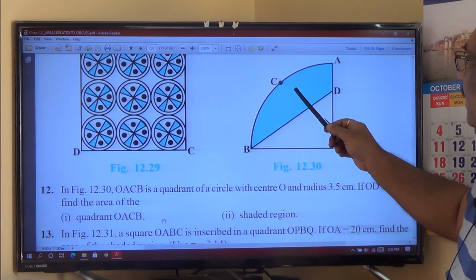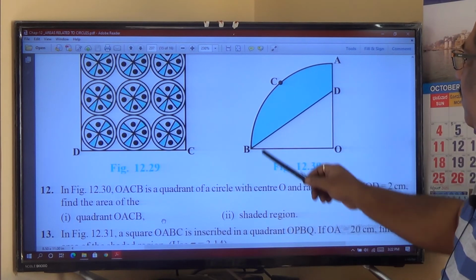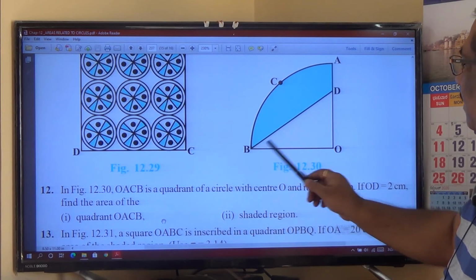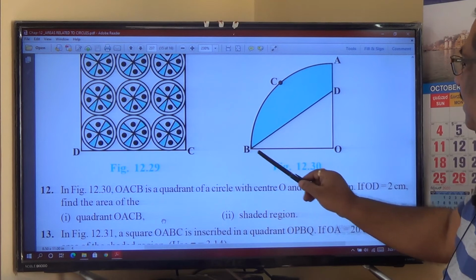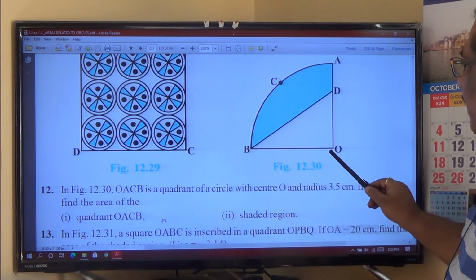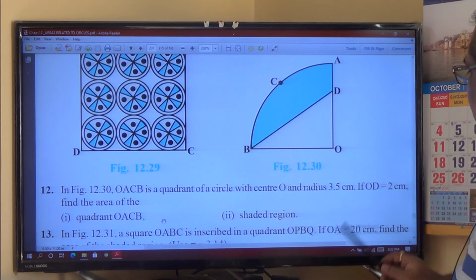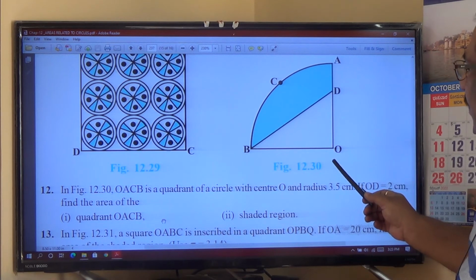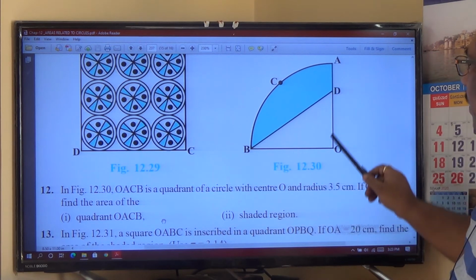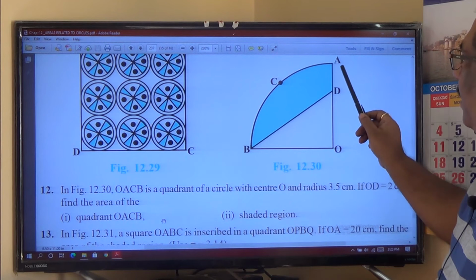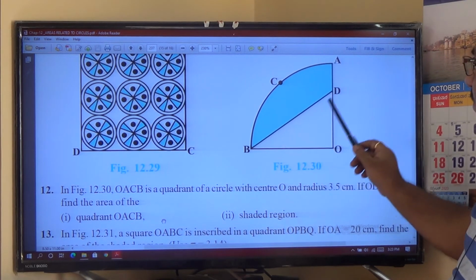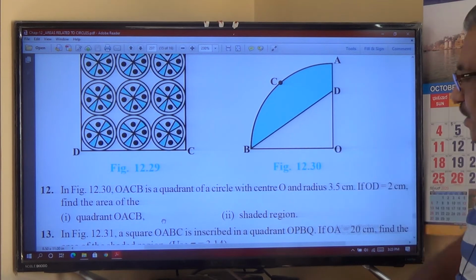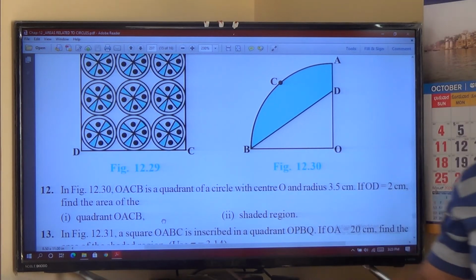And area of the shaded region you can find out by area of the quadrant minus area of the right triangle OBD, for which you should know this distance and this distance. We already know the radius, and OD is equal to 2 centimeter given to you already. So half into OB into OD gives the area of the triangle, and area of the quadrant is 1/4 pi r square. So area of the quadrant minus area of the triangle gives you the shaded region area. Let us solve this on the board.